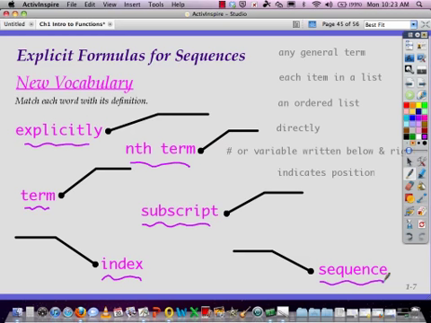One of the definitions is any general term. Another definition, each item in a list. Third definition, an ordered list. The word directly is one of the definitions. The number or variable written below and right is a definition. And the last one to choose from, it indicates position. So you should be able to grab any one of these definitions and move them to the appropriate call-out.